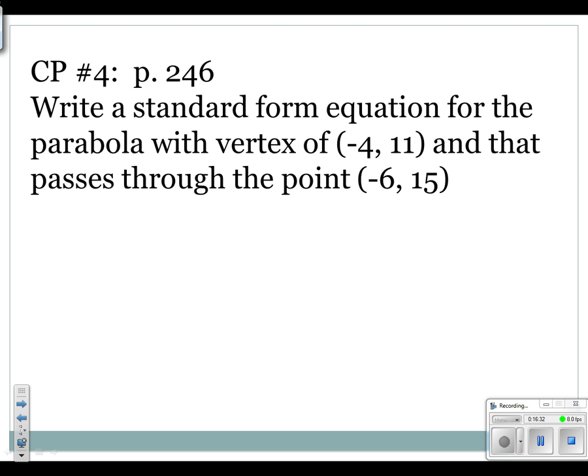Write a standard form equation for the parabola with a vertex of (-4, 11) that passes through the point (-6, 15). So if (-6, 15) sits on your curve, that has to be an xy point that would be in a table of values. This is my vertex, so h and k are -4 and 11. All right, so let's go to our standard form here.